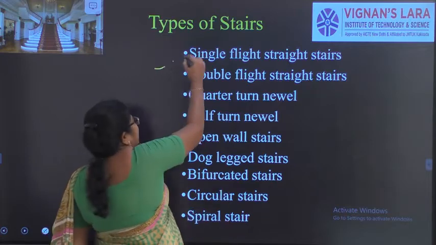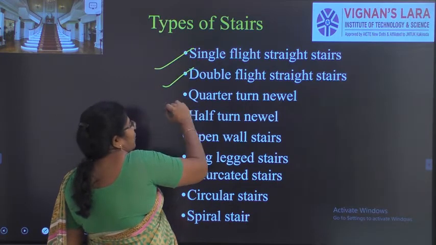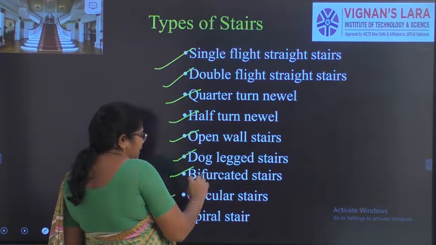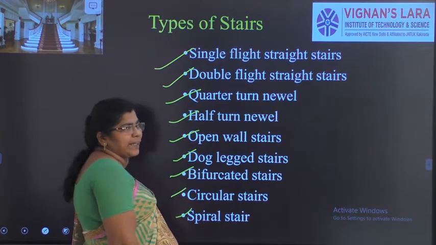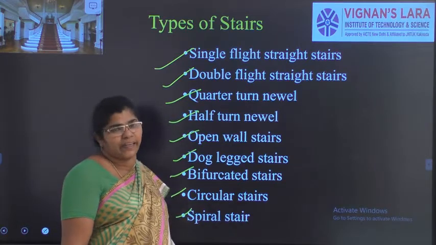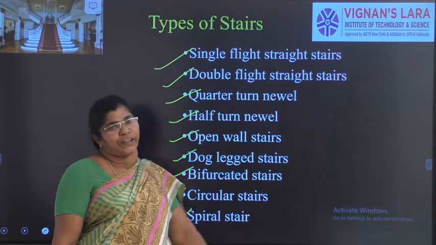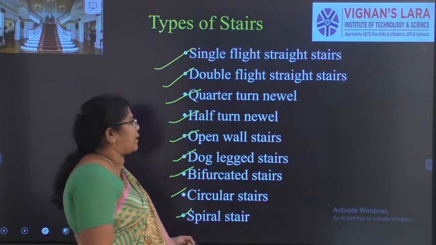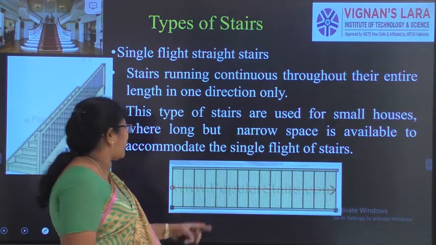A single flight straight stair, double flight straight stair, quarter turn, half turn, open well, dog leg, bifurcated, circular, spiral, helical. We call spiral, spherical, everything as a geometrical staircase. Apart from this, we also have different types of staircase based on the material which the staircase is made up of. This is a single flight staircase.